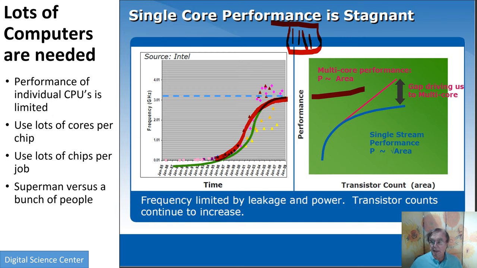And so as we can't get performance with sequential processing, the only way we can get increased performance is to use multiple cores to run on the same job at the same time. That's because transistor count is increasing. It's just the speed of the transistors is not increasing.